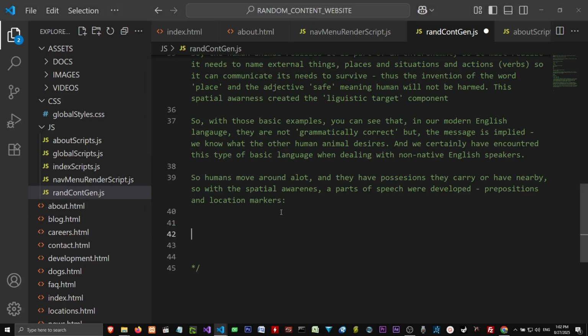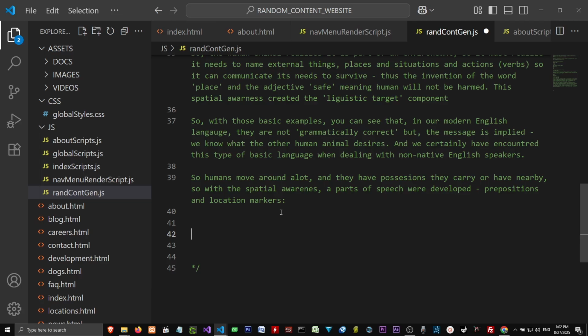So what do humans do? We move around a lot. We do stuff. And we have possessions that we need to survive. Tools are what got us to where we are today with our semiconductors and smartphones and trains and all that kind of stuff, mass production. But back then, humans needed a tool to survive, like a stick, right? Or they needed clothes. So humans moved around a lot, and they had possessions that they carried or had nearby. And they needed to survive, they needed spatial awareness.